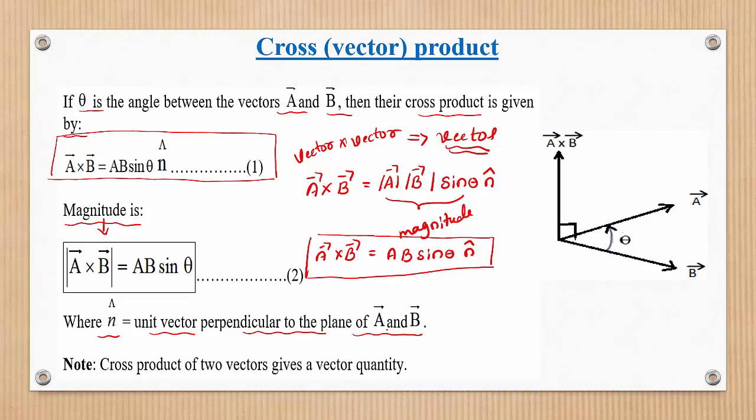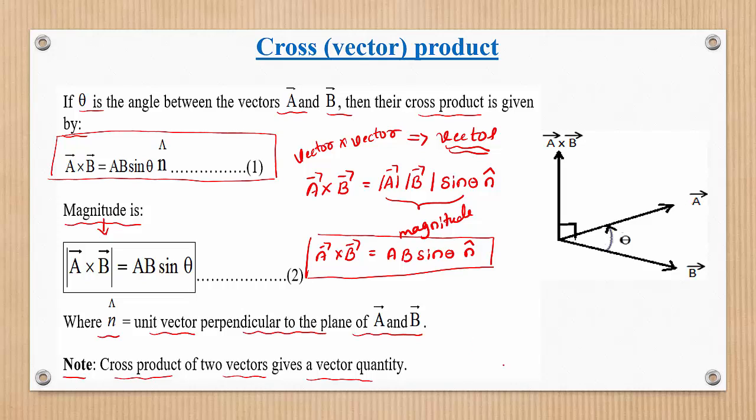Before that, you can observe the note point here. Cross product of two vectors gives a vector quantity. Vector quantity means it has both magnitude and direction. Magnitude is AB sine theta. Direction is given by n cap. Now the question arises, how to represent direction in a coordinate system?